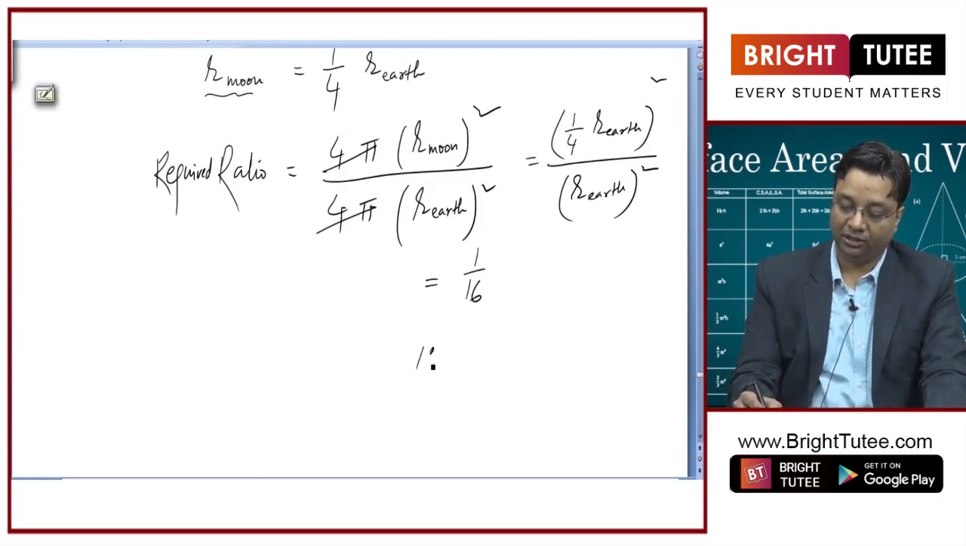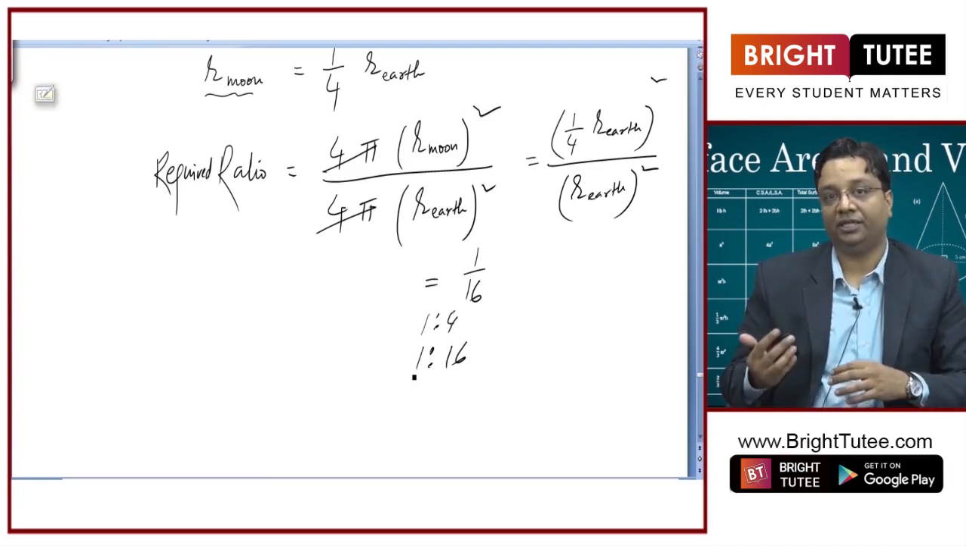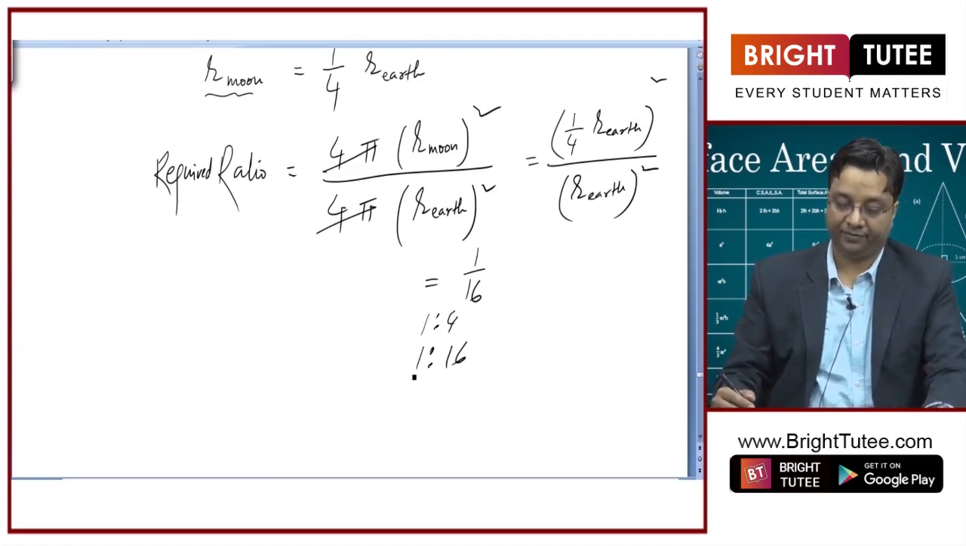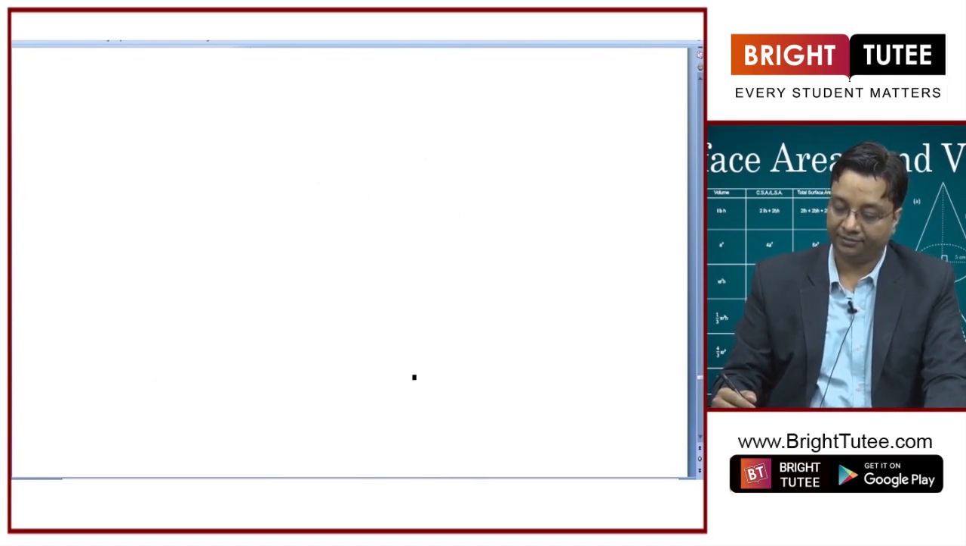So 1 is to 16. If the ratio of their radii is 1 is to 4, the ratio of their surface area will be 1 is to 16. Okay.